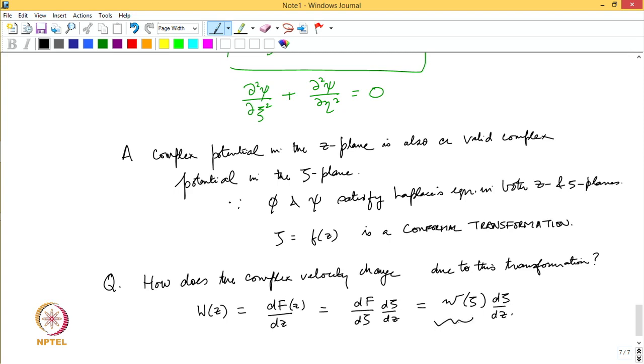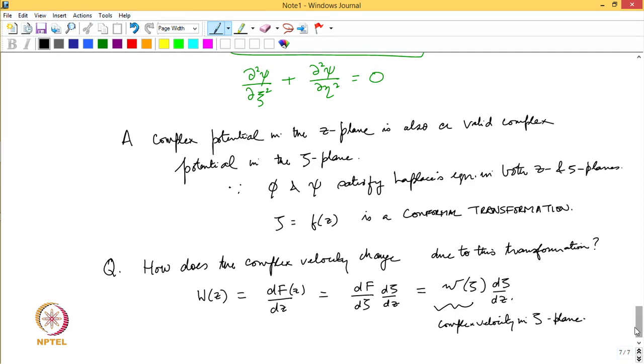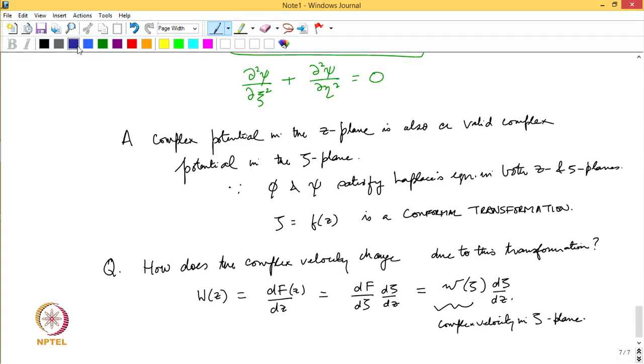This is the complex velocity in the zeta plane. So, what this equation tells us is that the complex velocities are proportional to each other when you transform from one plane, let us say z plane, to the zeta plane. So, they would be proportional, with the constant of proportionality being the derivative d zeta dz. To show you how this works, let us take an example.